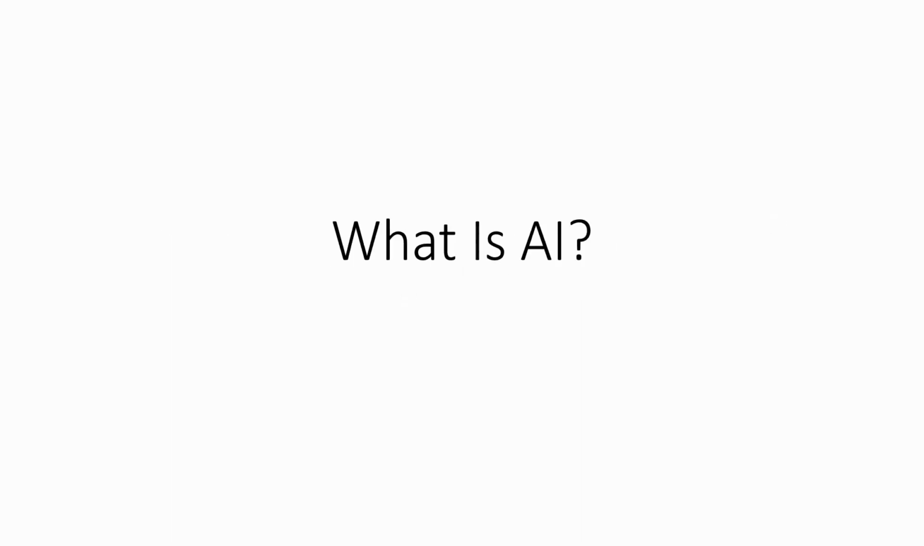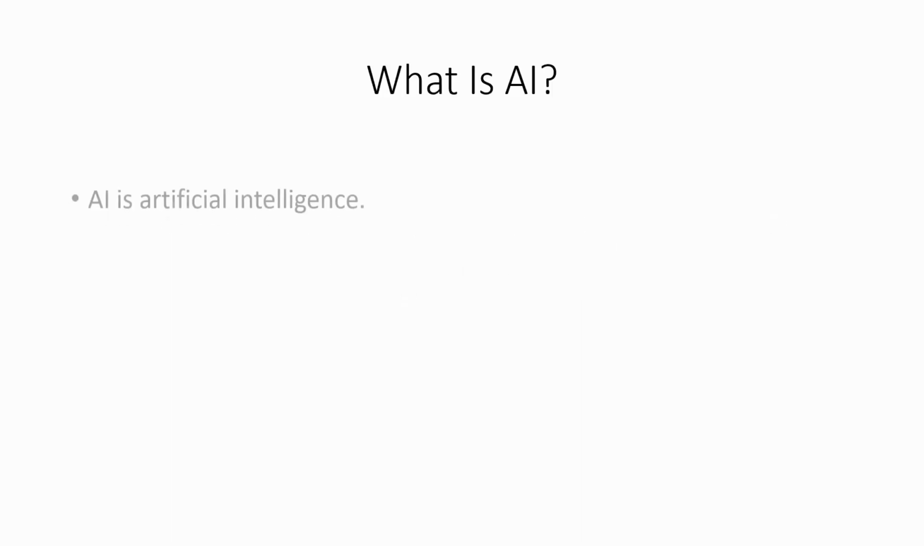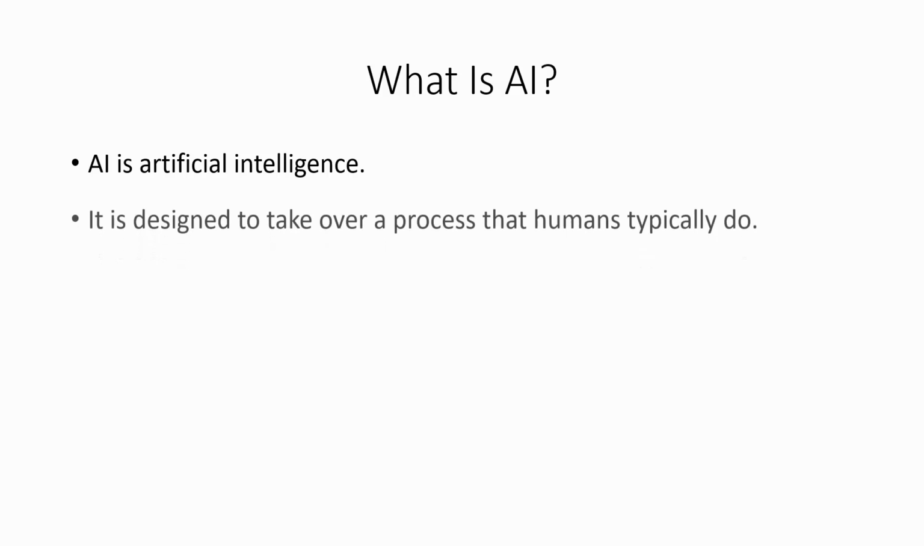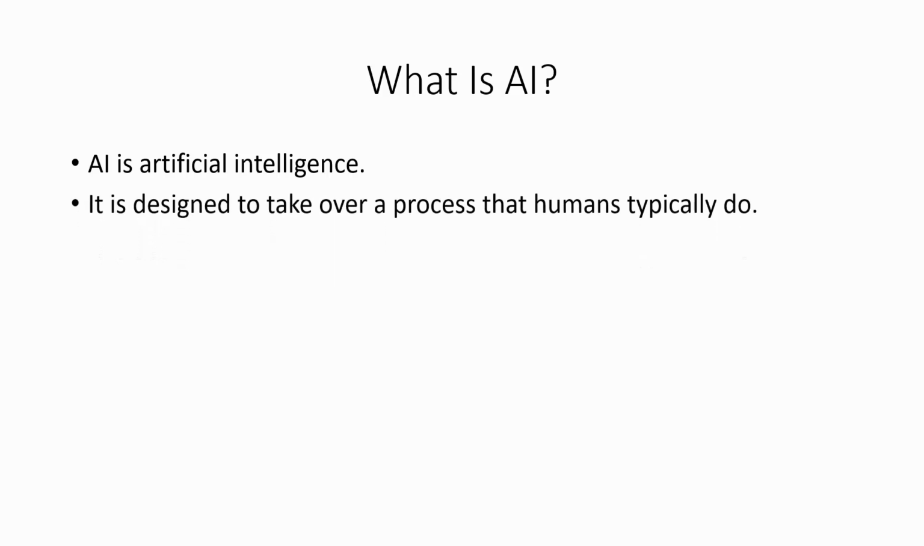What is AI and how can I use it in my business? What is AI? AI is artificial intelligence. It's designed to take over a process that humans typically do.